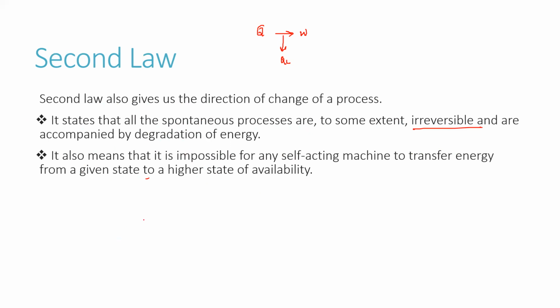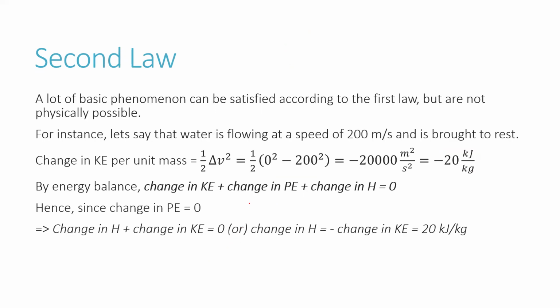So suppose we take a particular machine that is currently at state A, and you want it to transfer energy to state B, which is at a higher energy state. So it is not possible that this process takes place spontaneously. That's not possible, right? Okay, so any self-acting machine cannot transfer energy from a given state to a higher state of availability. All right, that is the second law.